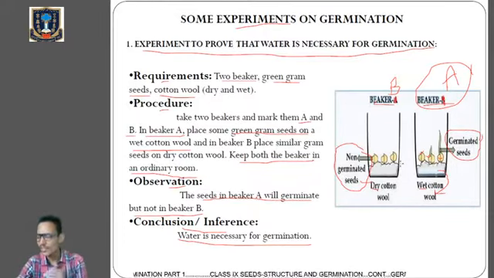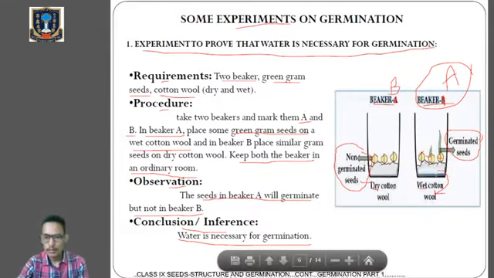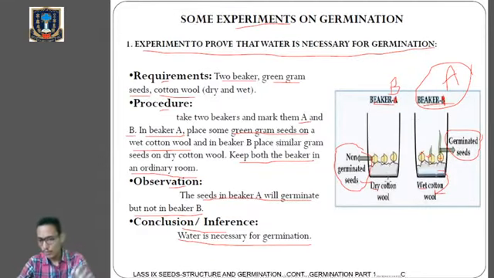Clear? So it is a very easy experiment. What were the requirements? Two beakers, gram seeds, cotton wool, dry and wet. Procedure: we are taking two beakers, labeling them as beaker A and beaker B. In beaker A we have put gram seeds along with wet cotton wool, and in beaker B we have put the gram seeds in dry cotton wool. Then we have kept both beakers in an ordinary room.